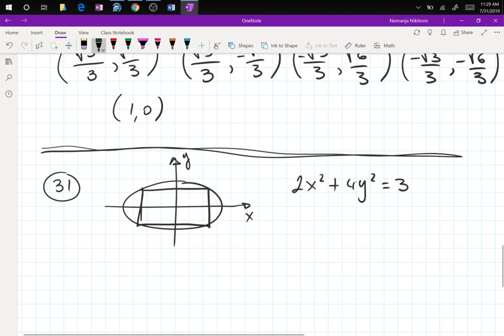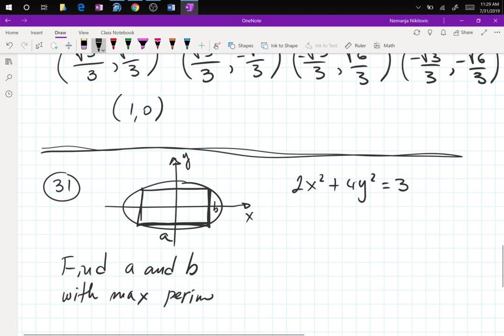So they want the maximum perimeter. Find the dimensions of the rectangle. So this whole length over here is A, and this whole length over here is B. So find A and B with max perimeter. Great.